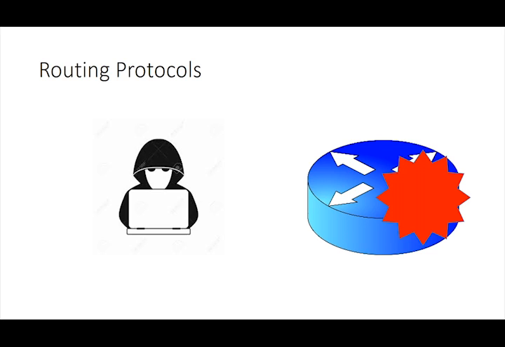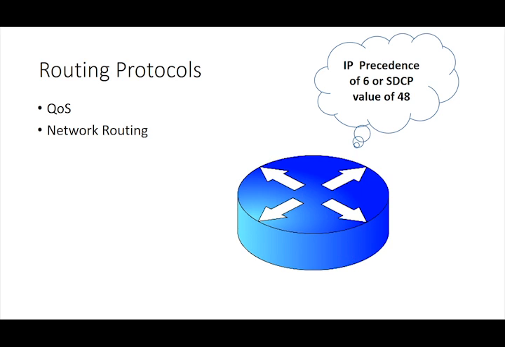traffic. Within the network, routing is the most important part of the infrastructure, and to prove that, you only need to look at the quality of service settings for routing protocols. With an IP precedence of 6 or DSCP value of 48, all routing updates take priority over all traffic on the network. Or to put it in other terms, without routing, the whole network is down.